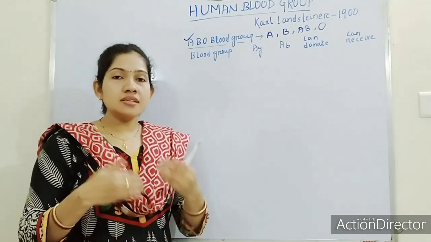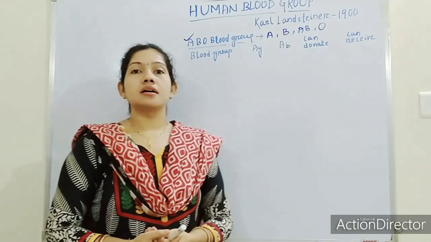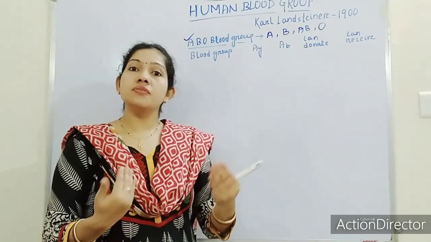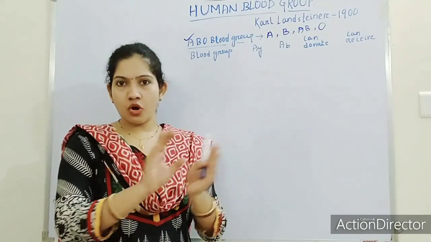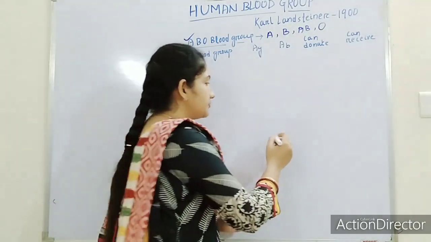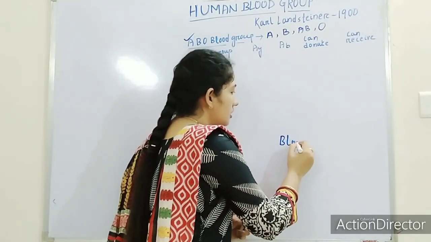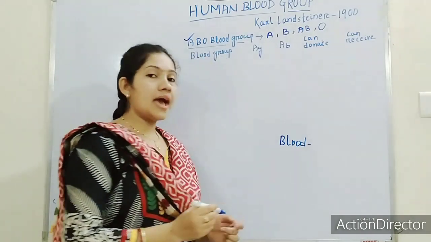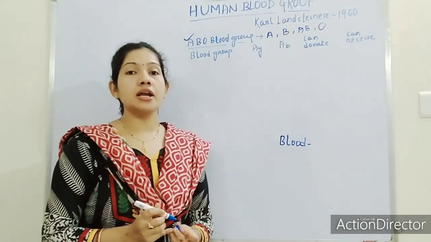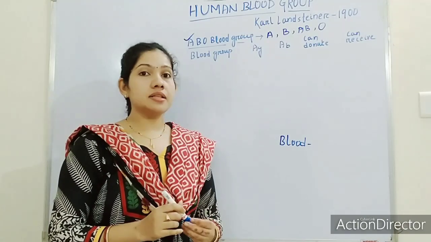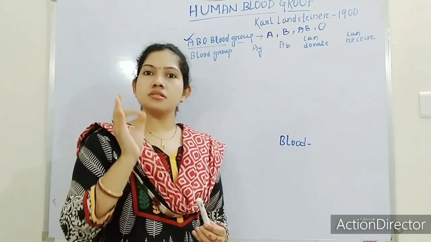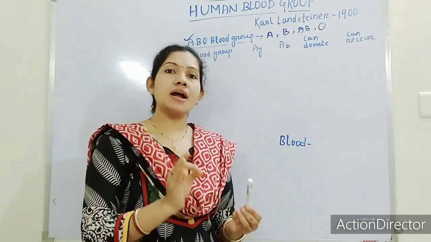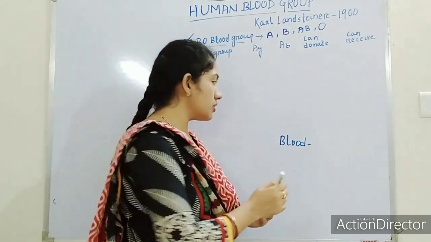So let us discuss why the blood group differs from person to person. Let us start with the common fundamental: blood. Do you know blood has two parts? One is the solid part and one is the liquid part. I think I need not explain it again. The solid part is known as the corpuscles and the liquid part is known as plasma. Do you all know or not?